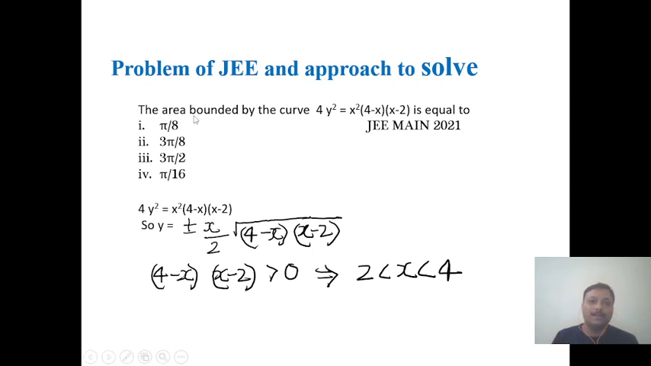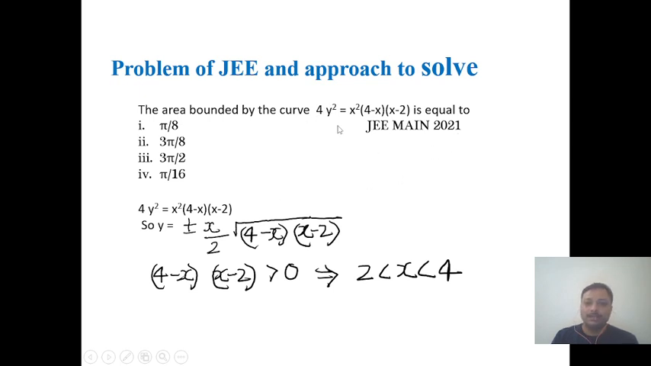Now we are taking a problem of JEE and how to approach solving this problem. Now the question says: the area bounded by the curve 4y square is equal to x square (4 minus x)(x minus 2) is equal to, and the options are given: pi by 8, 3 pi by 8, 3 pi by 2, pi by 16, right? So this is a question from JEE Mains 2021.